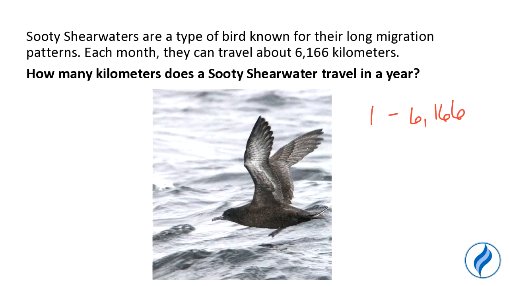Well, we have 12 months in a year, so we need to figure out how many kilometers they travel in that time period. Well, we could do a long chart. You've learned to do that and just keep adding 6,166. But we also could use 2-digit multiplication. And we could say 6,166 times 12.